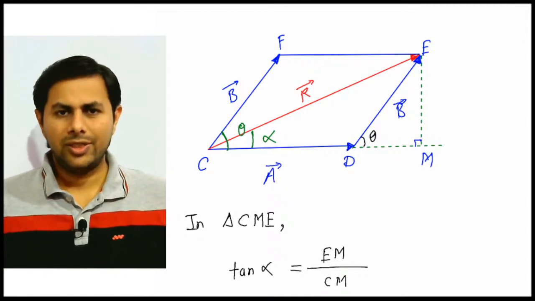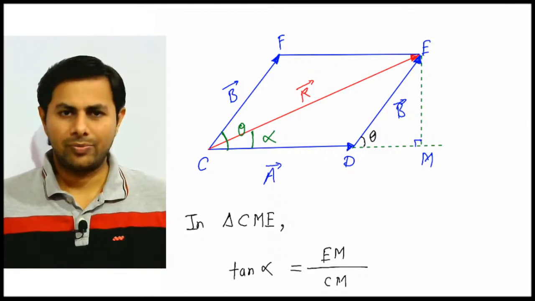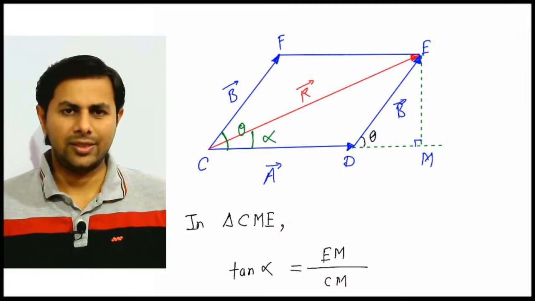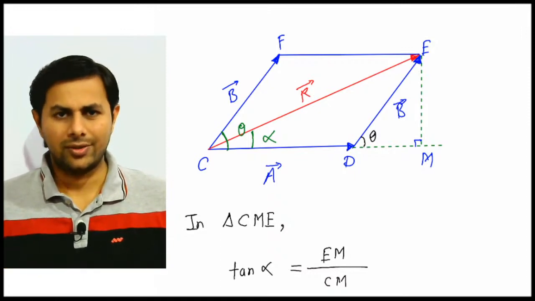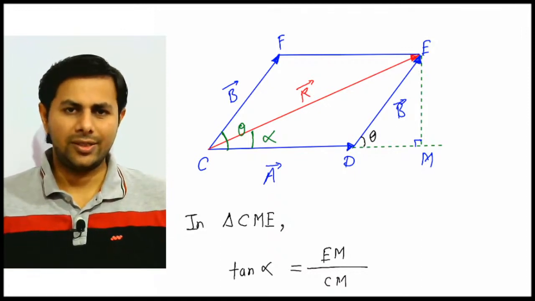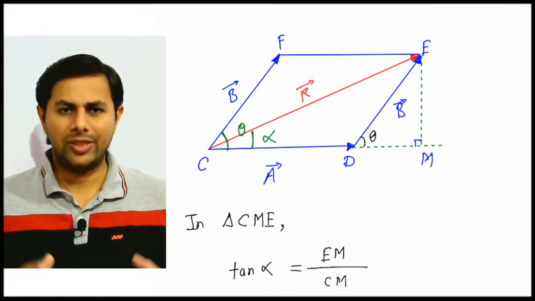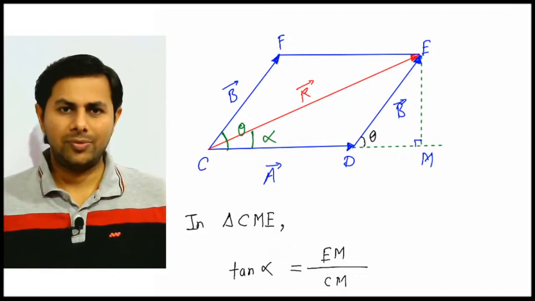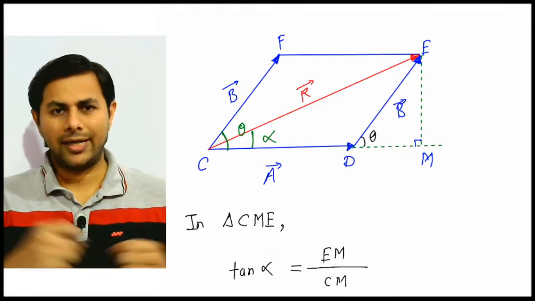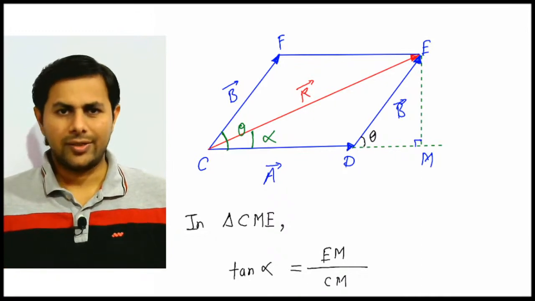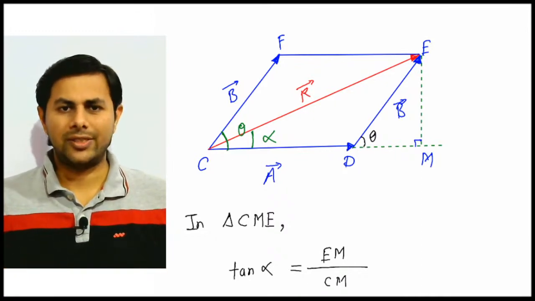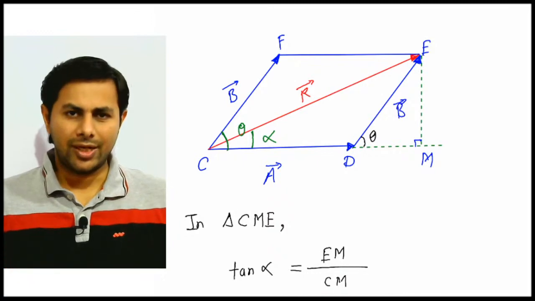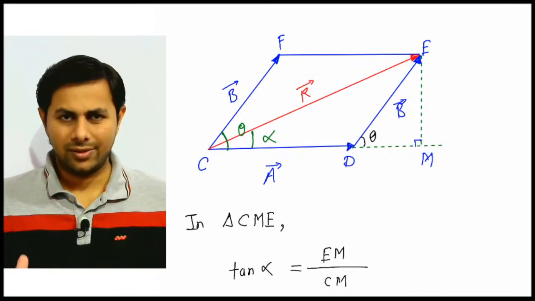So in the last class we saw that there are two types of physical quantities, scalar quantities and vector quantities. Scalar quantities have only magnitude and no direction, and vectors have magnitude as well as direction. To represent vectors we draw arrows in space. The length of that arrow represents the magnitude and the tip of the arrow represents the direction.